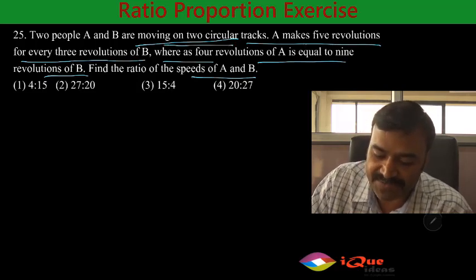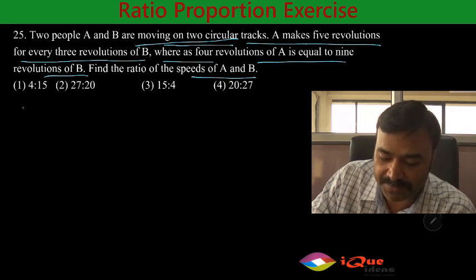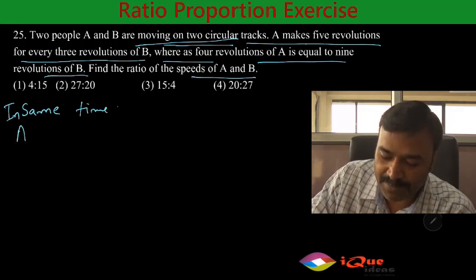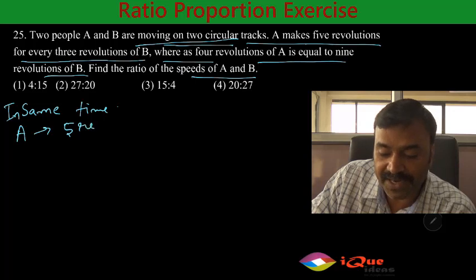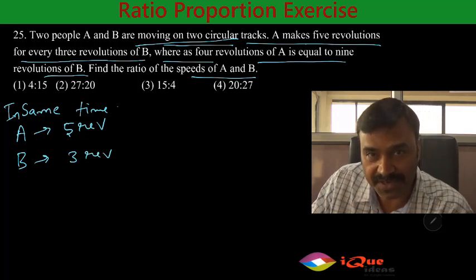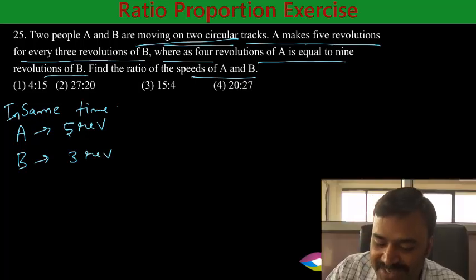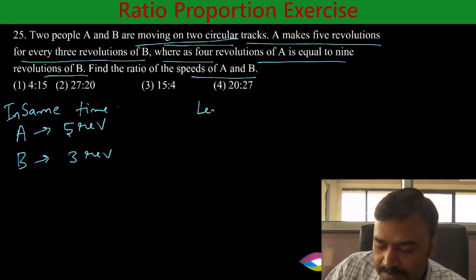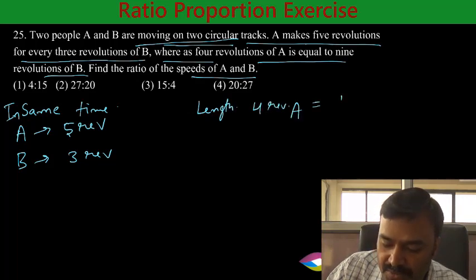Alright. A makes 5 revolutions for every 3. So this is the relation of time. In the same time, A makes 5 revolutions of its own circle and B makes 3 revolutions of its own circle. The circles are different. The relation of length of circles is given now in the second statement. It says 4 revolutions of A, so it is about length. 4 revolutions of A are equal to 9 revolutions of B.